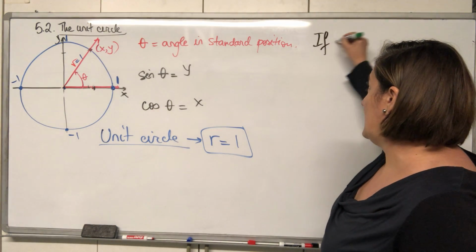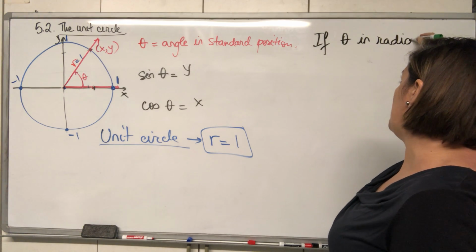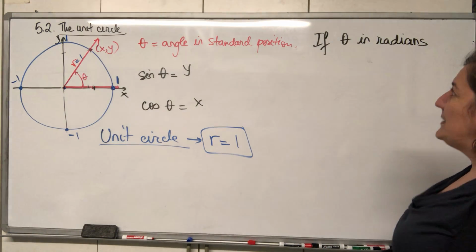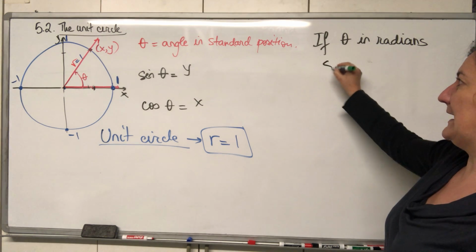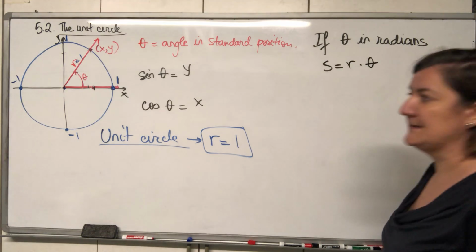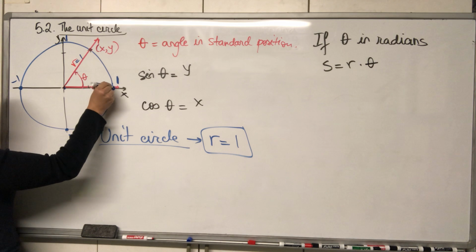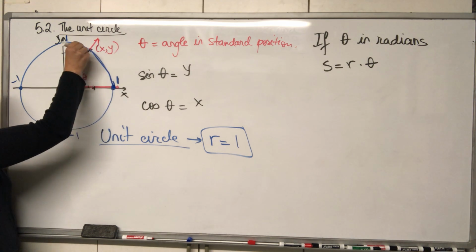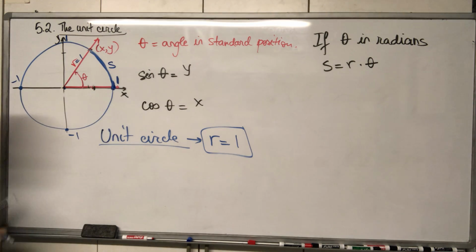If the angle theta is in radians, and remember, we can switch from radians to degrees and backwards at any time, but specifically if the angle theta is in radians, we learned this formula: S is equal to R times theta. What was S? S was this distance on the circle, right? From the initial side to the terminal side, it was the length of this arc, yes?